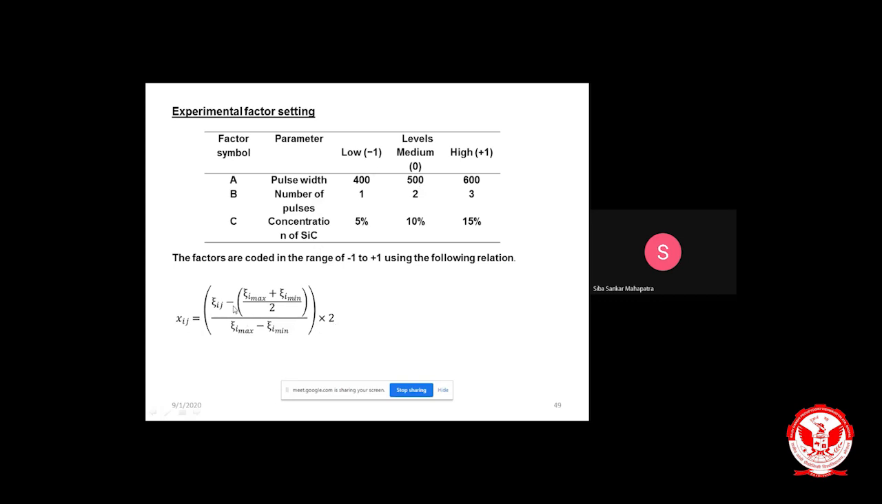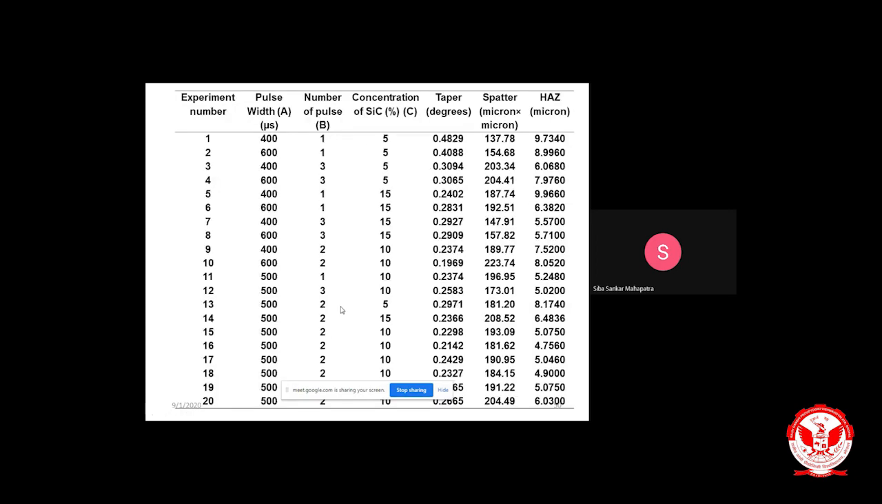If you take 500, then 500 minus 500 will be 0. So for 500, it will be 0. Then if I take 600, it will be plus 1. Right? So this is the formula we devised for our problem. Then we conducted the experiment. There are a total of 20 experiments that have been conducted.